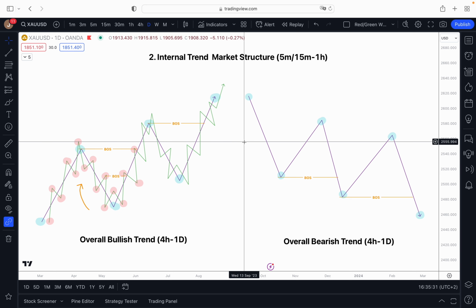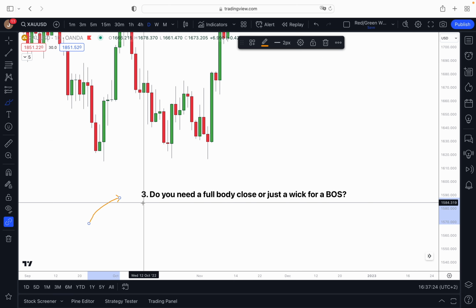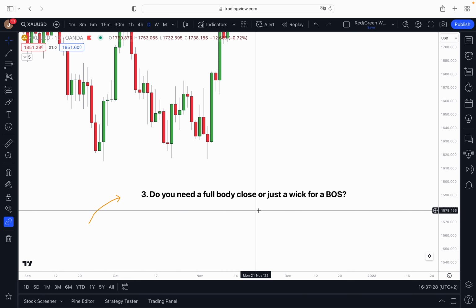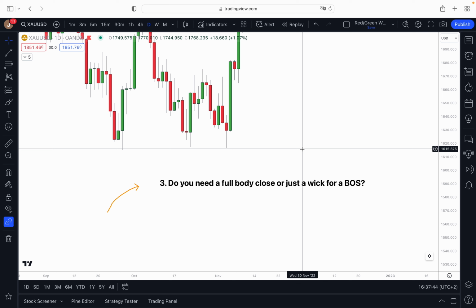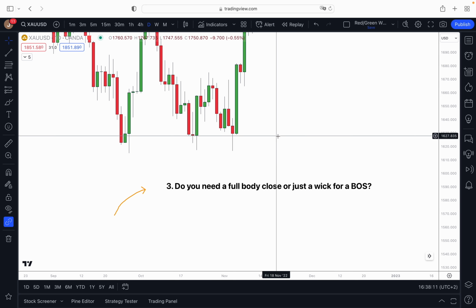So now we go into the charts and I will answer one of the most asked questions I get. The third point we are talking about is: do you need a full body close or just a wick for a break of structure? For me there are two answers. Some people say if you just have a wick, this is enough for a break of structure, and other people say that you need a full body close for a valid break of structure. I will show you an example now.